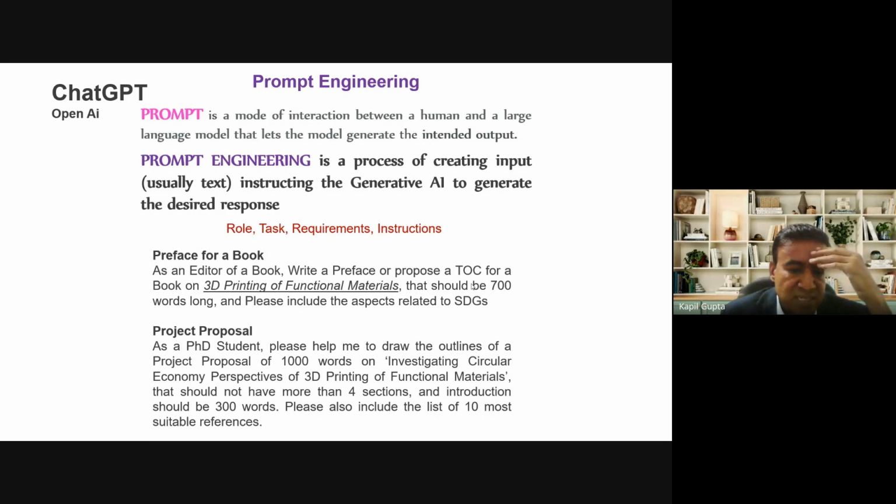Another example could be development of a project proposal. Get an idea, not exactly the full development, the layout of a project proposal. As a PhD student, please help me to draw the outlines of a project proposal of 1000 words on investigating circular economic perspectives of 3D printing of functional materials. That should not have more than 4 sections, and the introduction should be 300 words. Please also include the list of 10 most suitable references. So these types of things we can communicate to the 2.5 Max AI generator and see the response.